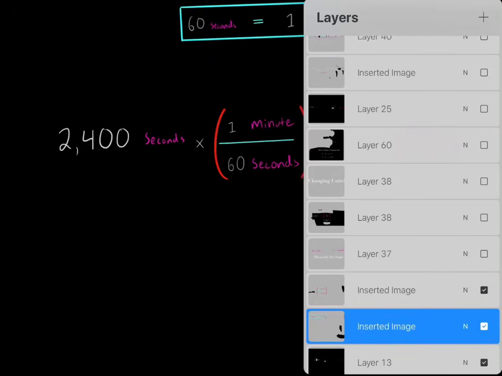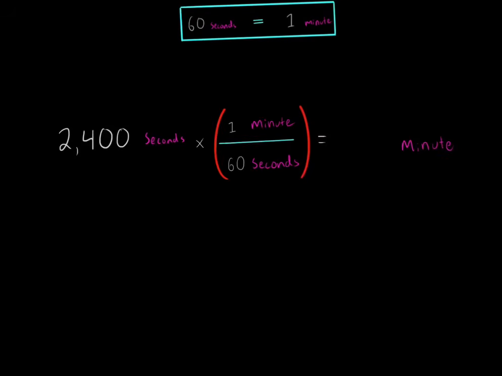So now that we know our conversion factor, all we have to do is multiply our 2,400 seconds by this conversion factor. And we need to set up our conversion factor in a very specific way that allows the seconds to cancel out. So now we're left with units of minutes, so our answer will be in unit minutes.